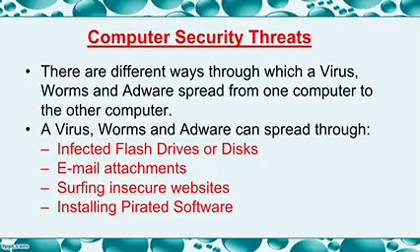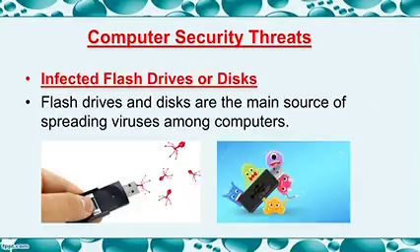Viruses, worms, and adware can spread through infected flash drives or disks, email attachments, surfing insecure websites, and installing pirated software. These are 4 factors through which viruses, worms, and adware spread from one computer to another. So let's discuss these factors one by one. First of all, infected flash drives or disks.